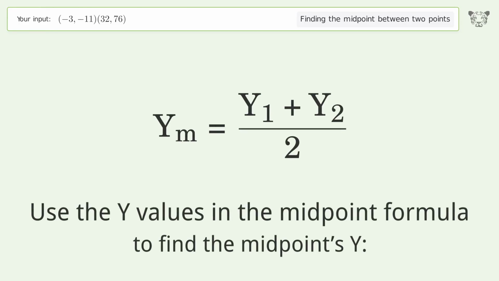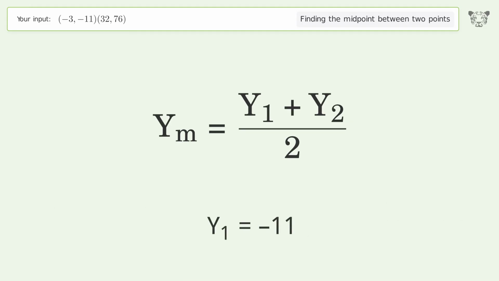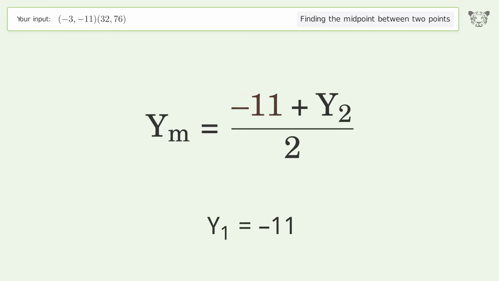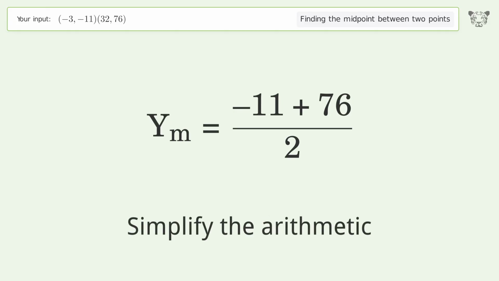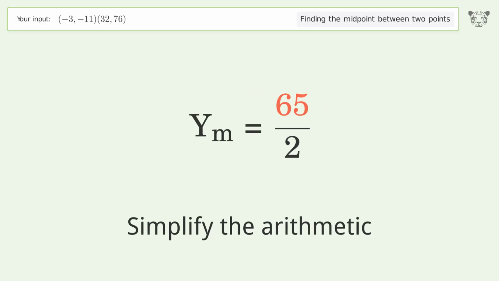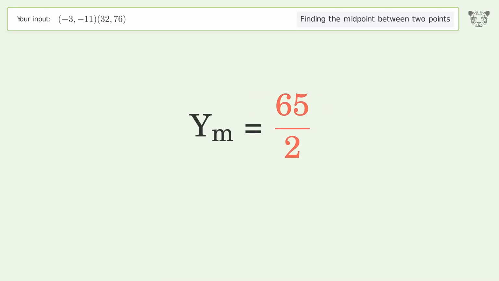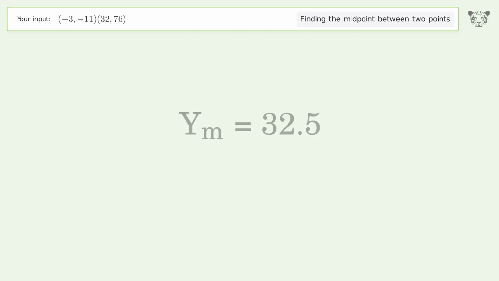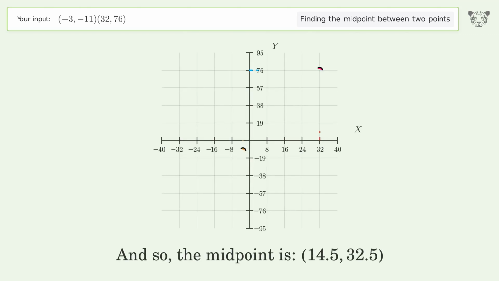Use the y values in the midpoint formula to find the midpoint's y. y1 equals -11. y2 equals 76. Simplify the arithmetic. And so, the midpoint is 14.5, 32.5.